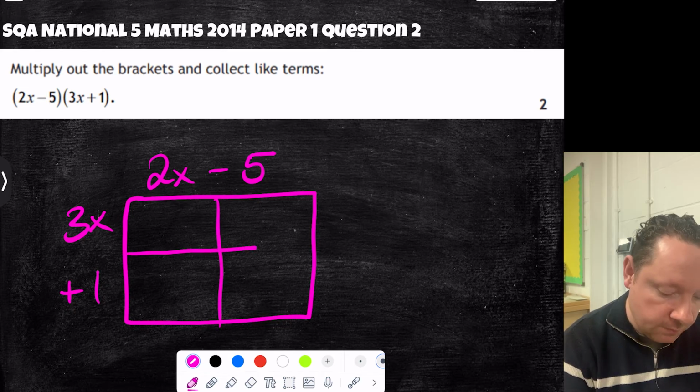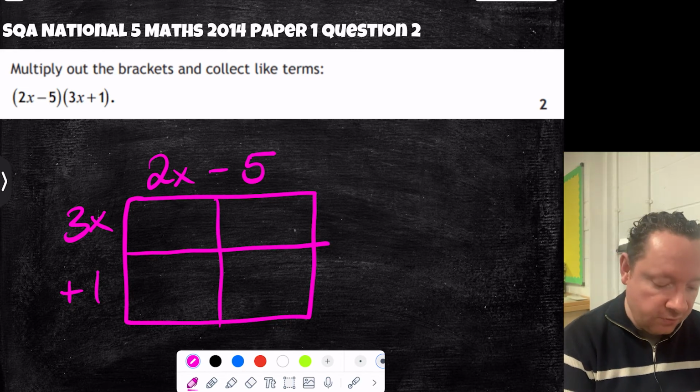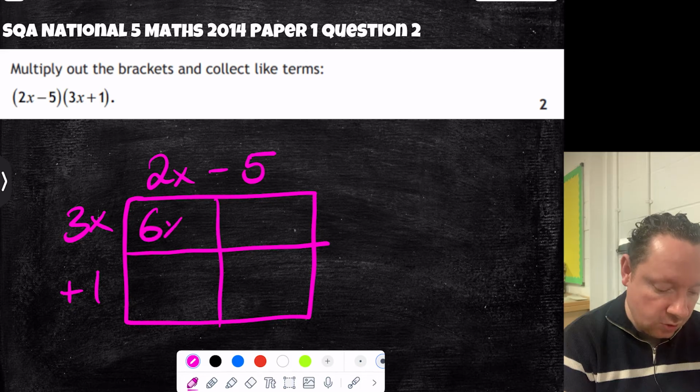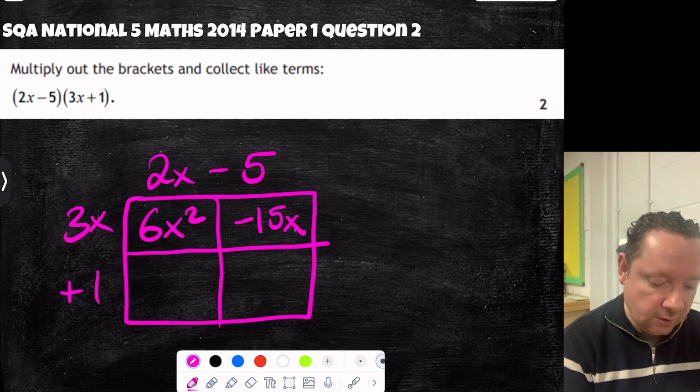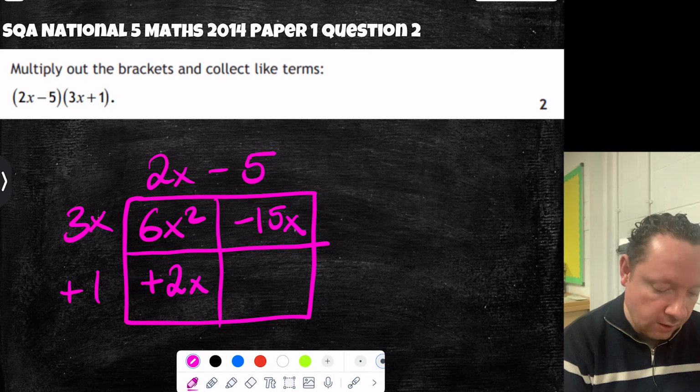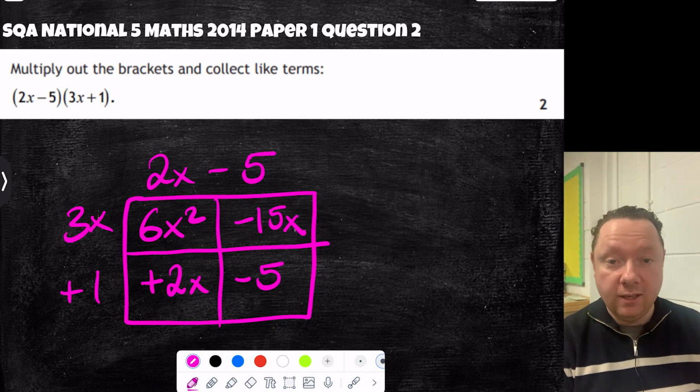Split it into 4 and begin. 3 times 2 is 6x squared. 3 times 5 is 15, but it's minus 15x. 1 times 2x is plus 2x. And 1 times minus 5 is minus 5. Usually get a mark if you get that far, then collect like terms.